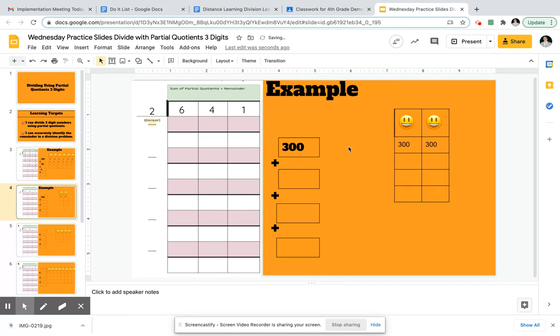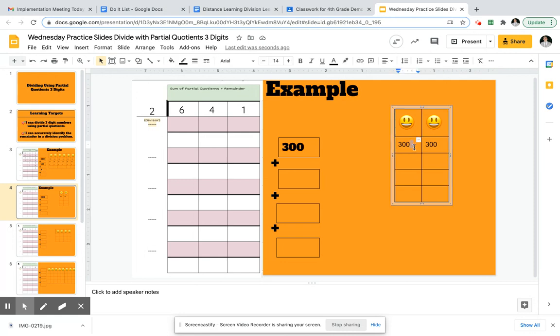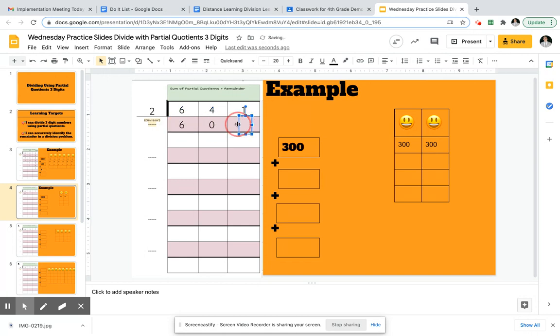So I'm going to document that in my column. And now I'm going to think, okay, I gave away 300 twice. So that's a total of 600. I gave away 600 Skittles. Man, that's a lot of Skittles. So now I'm going to subtract that from the total amount I started with by bringing down my 1 and bringing down my 4. My 6s cancel out. Now I only have 41 Skittles left.